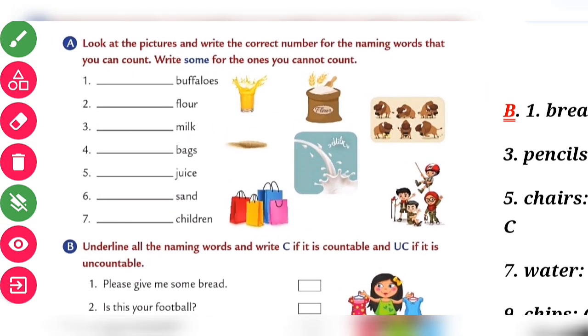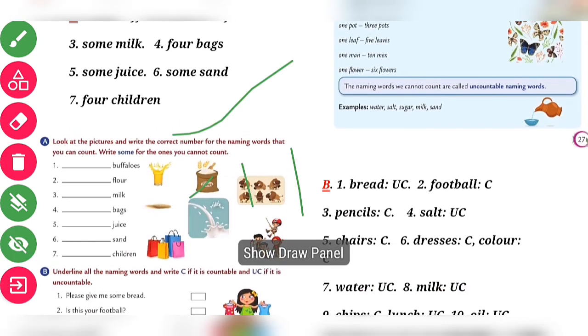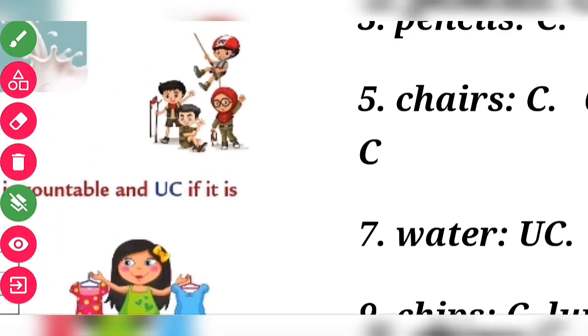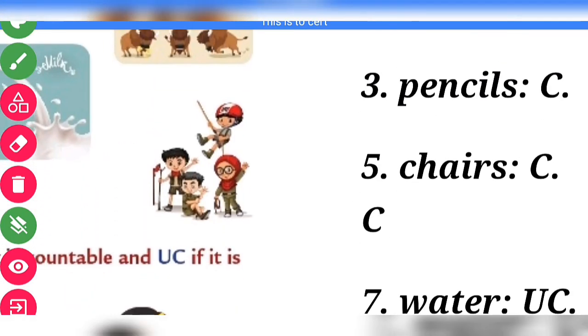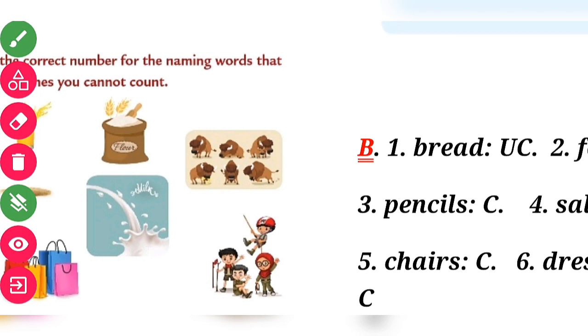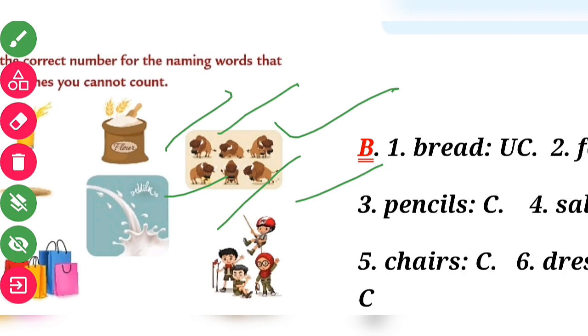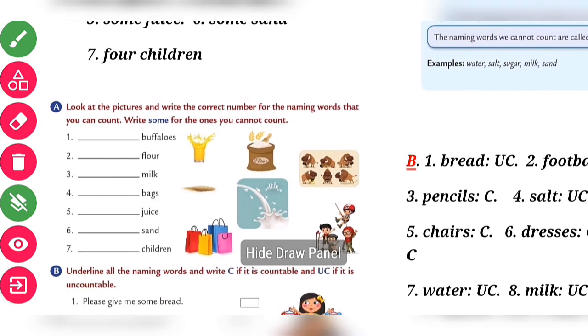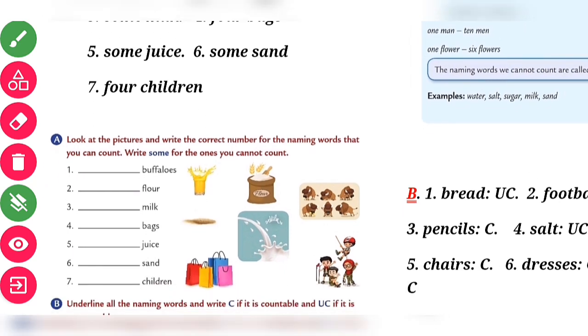Look at the picture and write the correct number for the naming words that you can count. Write some for the ones that you cannot count. See, first is buffaloes. So how many buffaloes? Let us see. Just wait. 1, 2, 3, 4, 5, 6. So you can count easily. That means these are countable nouns. So we will write 6 buffaloes.